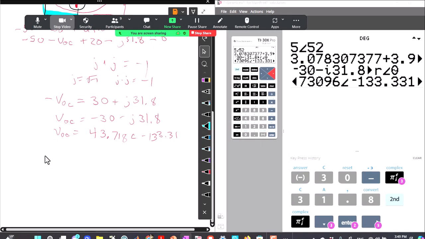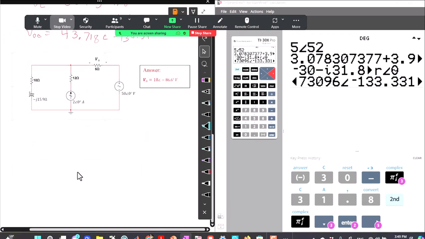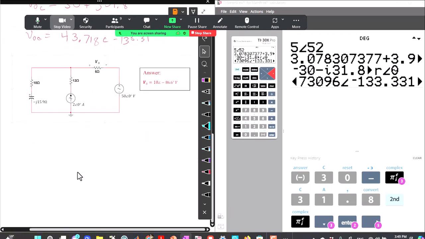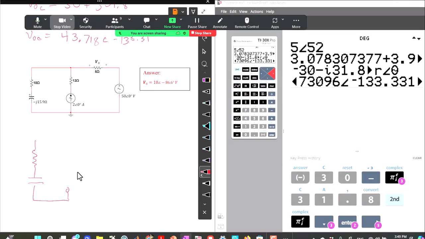So to get Z Thevenin, I will deactivate my sources. My current source becomes an open circuit and my voltage source becomes a short circuit. And then I find the equivalent resistance or equivalent impedance of everything that's left.